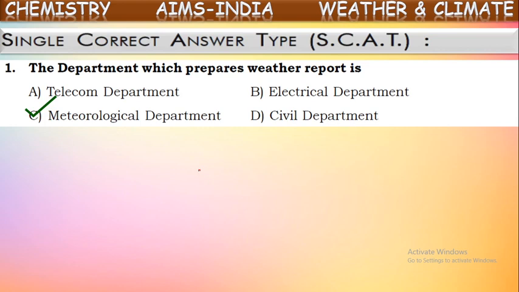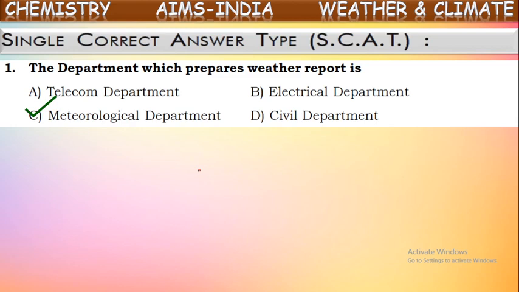how the temperature is, whether it is going to rain in the upcoming days, and how the wind is going to blow, and what the temperature is going to be in the particular area. These all conditions will be observed by the scientists working in the meteorological department. Okay, this gives us weather forecast.